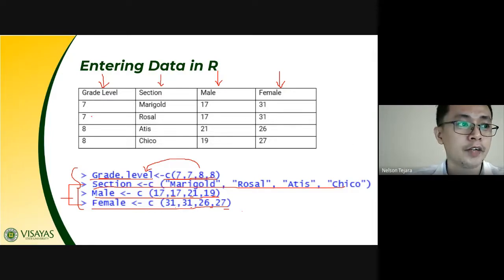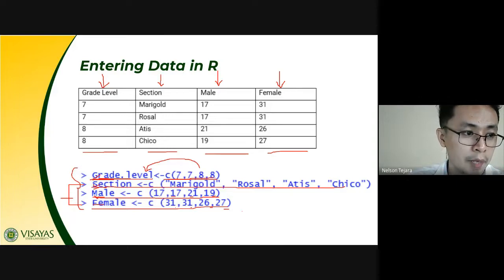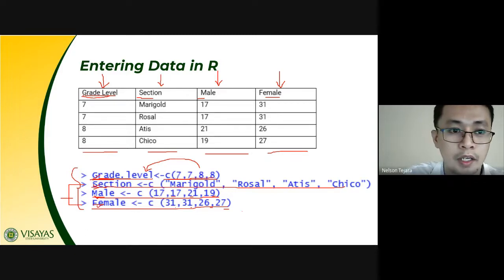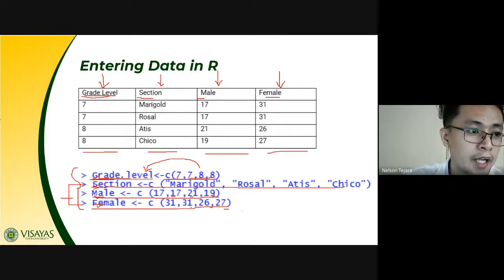Okay, so again, for each of these columns, we created vectors to hold its values. That's why we have here these vectors: grade level, section, male, and female. These were taken from the column names of our data set. But take note, class, that our grade level contains a space. And take note that in naming our vectors, it should not contain spaces. So therefore, we can add either an underscore or a period or a character, which depends on your preference. Just make sure that there are no spaces, because if it contains spaces, it will create an error.